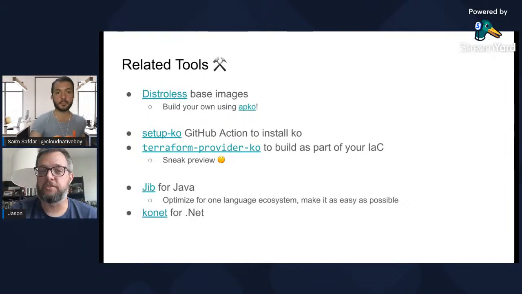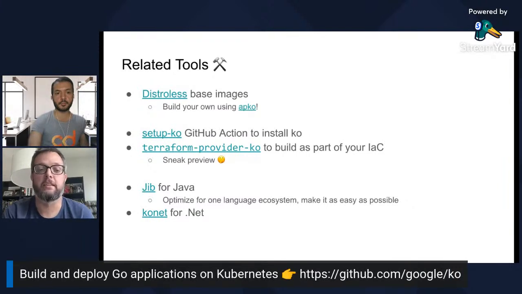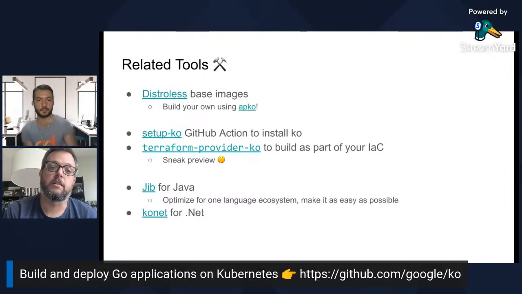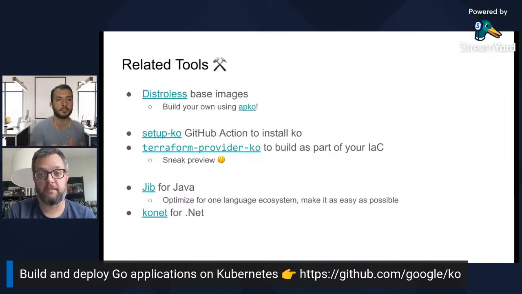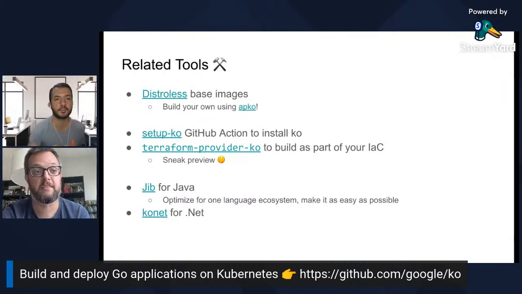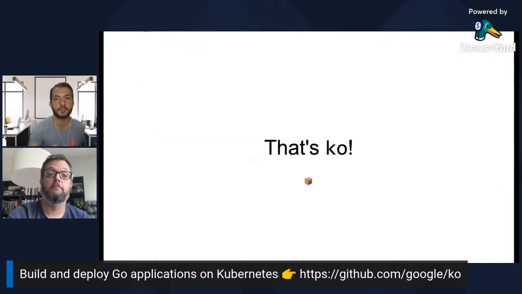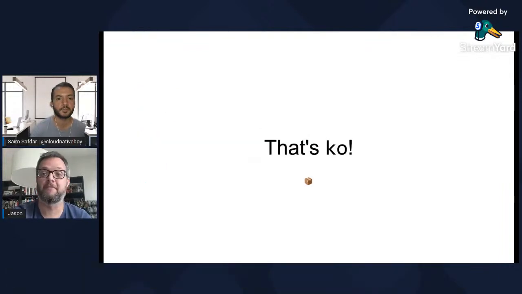Like I mentioned before, there's Jib for Java. It also optimizes heavily for one language ecosystem and makes that really easy if you are using the Java ecosystem. There's also recently another one came out for .NET called ko-net, which is amazing. Ko is so great that it's got spinoffs. And yeah, I'm really excited to see what else people come up with. I've heard rumblings of a Rust Ko. I'd love to see that. But yeah, so that's Ko. That's the whole thing.